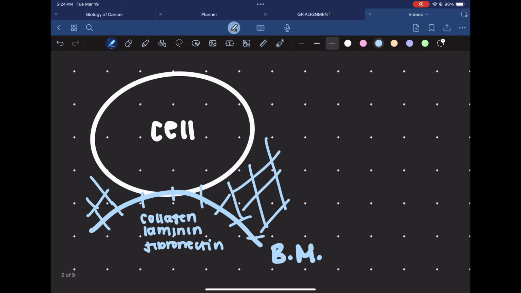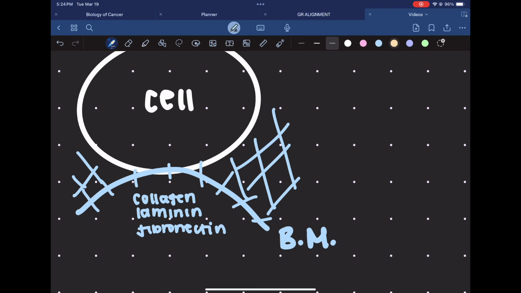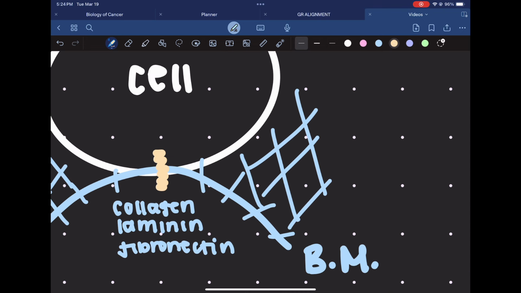So a normal cell that's more stationary is just going to be interacting with this basement membrane directly via these proteins called integrins. Labeled that in yellow, that's an integrin that's going to be sticking out of the cell, so it's part of the cell, and interacting with the basement membrane and holding the cell in place. So this is decreasing mobility.